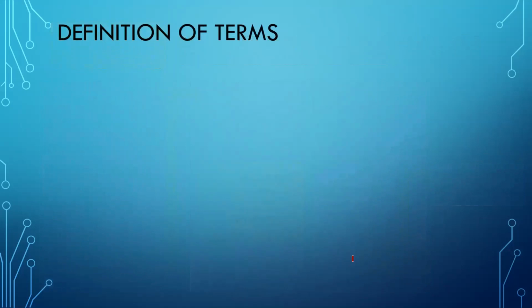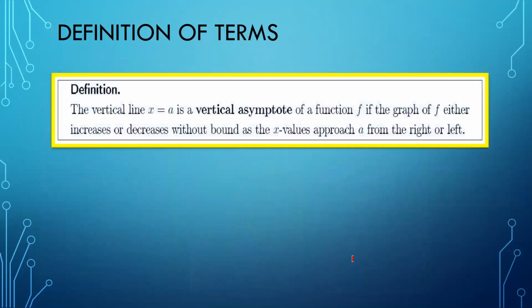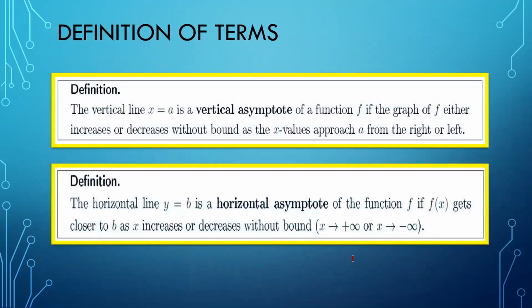So next, we will proceed to finding the asymptote. We have the vertical line and the horizontal line. The vertical line x equals a is our vertical asymptote of a function f if the graph of f either increases or decreases without bound as the x values approach a from the right or left. So it will only be the vertical asymptote if the graph increases or decreases toward that line without touching that line.